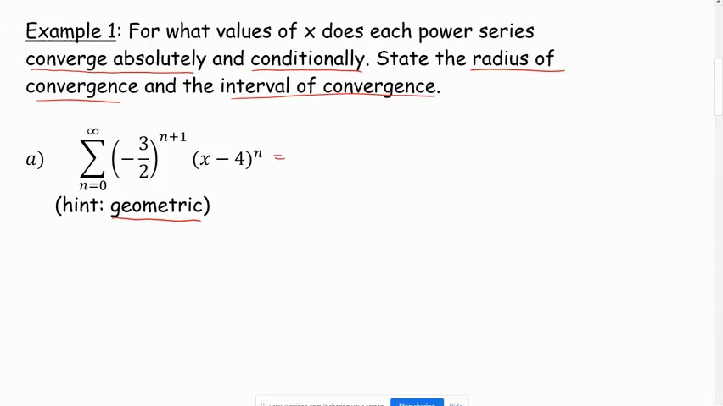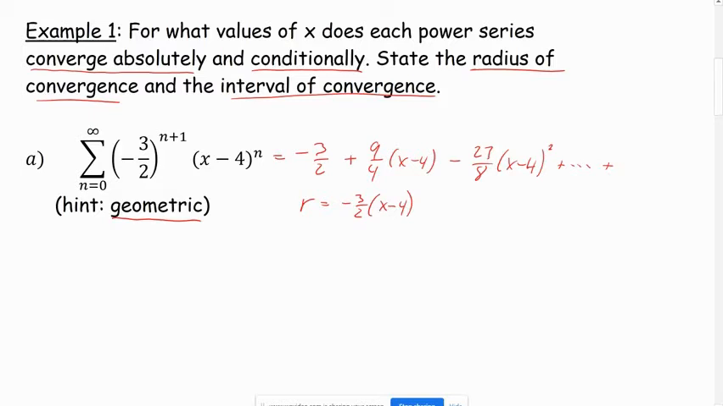No, I'm sorry. If we plug in 0 for n, we would get negative 3/2. And then if we plug in 1 for n, we would get plus 9/4 times (x minus 4) to the first power, and then minus 27/8 times (x minus 4) to the second power, and so on, going on forever. And so we can see that to get from one term to the next, we're multiplying by negative 3/2 times (x minus 4).